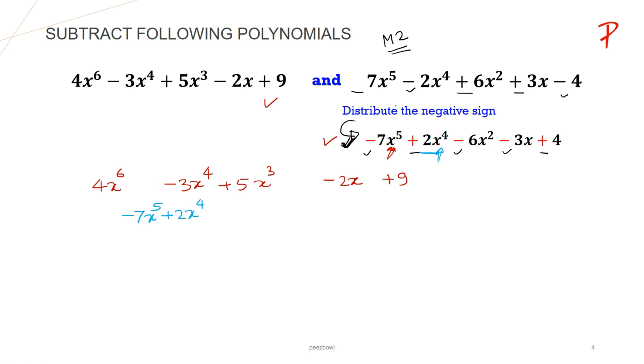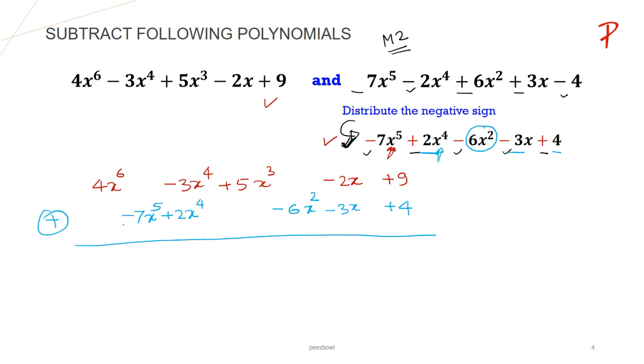Now from the second polynomial, we have 6x to the power 2. I do not see x to the power 2 in the first polynomial. So I will write it independently. I will write it separately. 6x to the power 2, then minus 3x will go below minus 2x because we have a similar term there, and plus 4 will go below plus 9, right? Now this becomes very simple. We simply need to add these two polynomials to get the result.